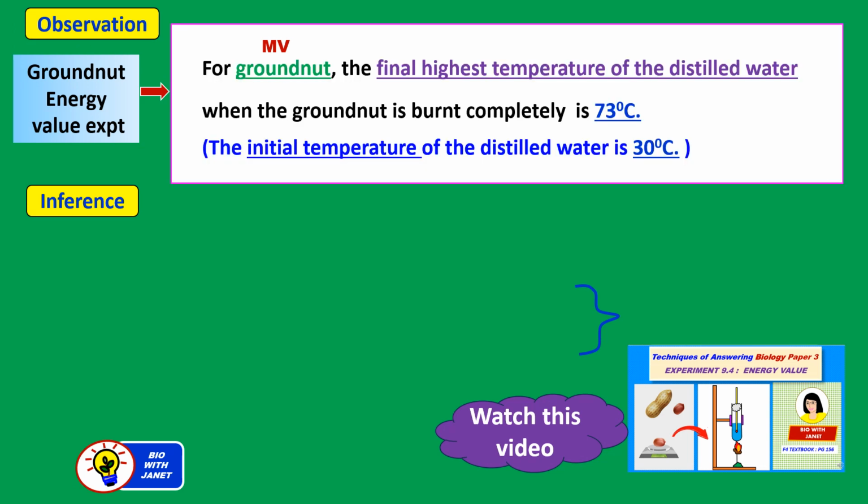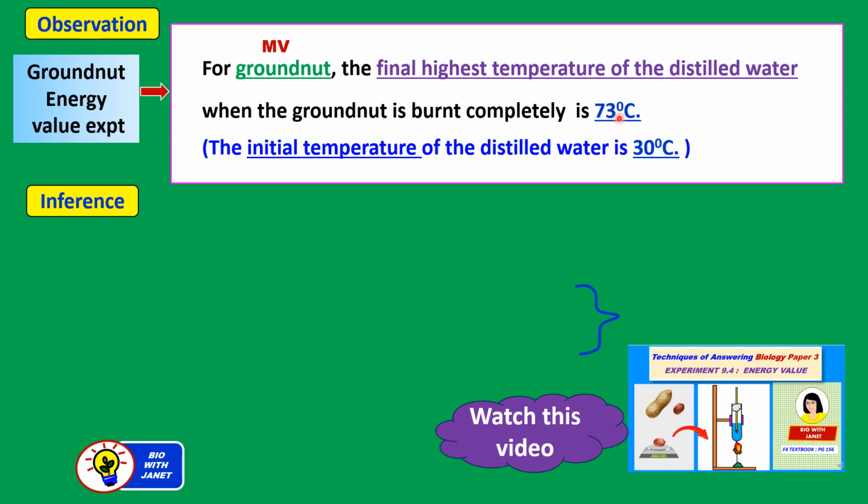Now let's look at another one. So the second observation was for groundnut. The final highest temperature of the distilled water when the groundnut is burnt completely is 73 degrees Celsius, right? Now how are we going to explain that the final highest temperature is 73 degrees Celsius, which is considered high compared to the other food samples?